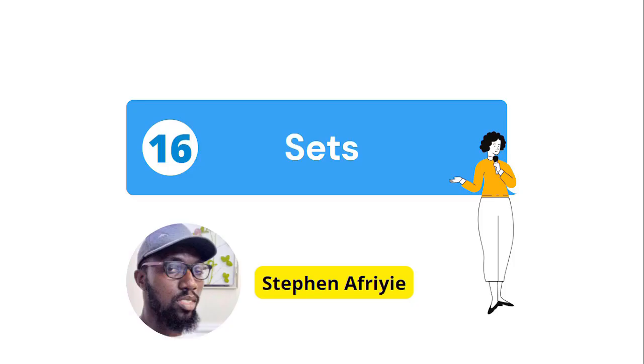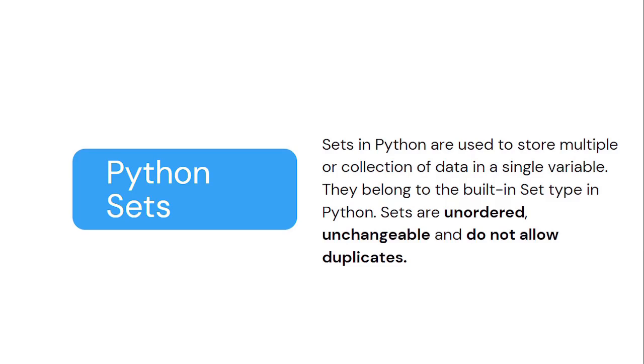In the last video we looked at dictionaries. In this video we are looking at Python sets. Sets in Python are used to store multiple or a collection of data in a single variable. They belong to the built-in set type in Python. Sets are unordered, and this is a very interesting behavior of a set.